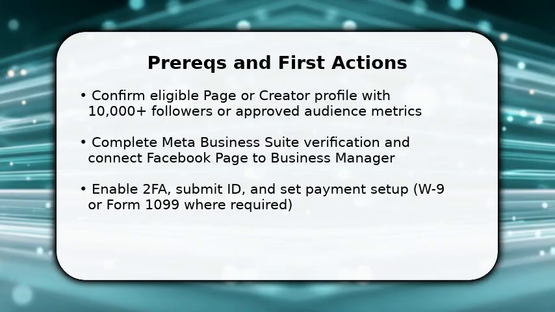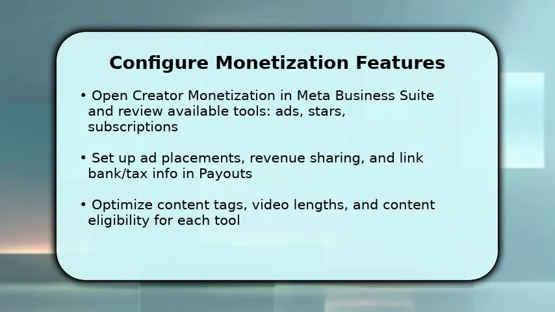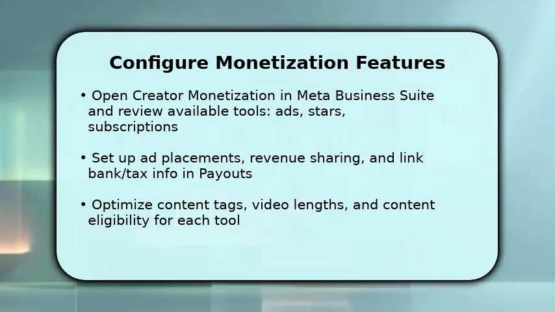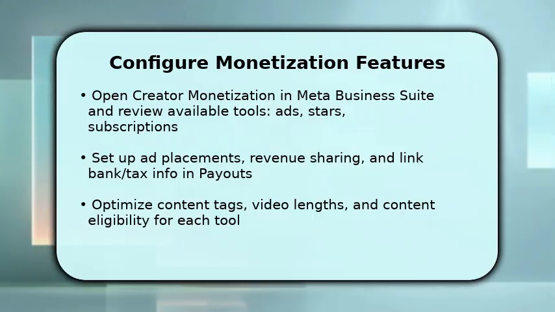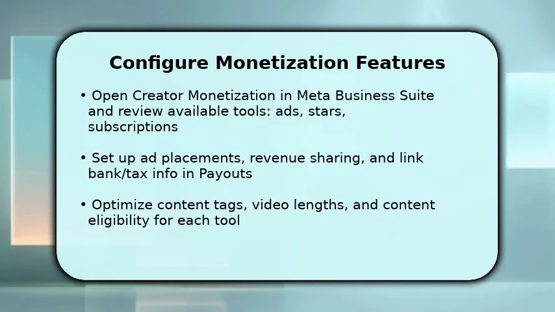You now configure the core tools. Go to Creator Monetization and enable the specific features you want, such as in-stream ads, stars, or subscriptions. When enabling ads, set ad breaks and review revenue share settings, then confirm your payouts account with bank and tax details so payments clear. Make sure to tag content correctly and adjust video lengths to meet in-stream ad thresholds.